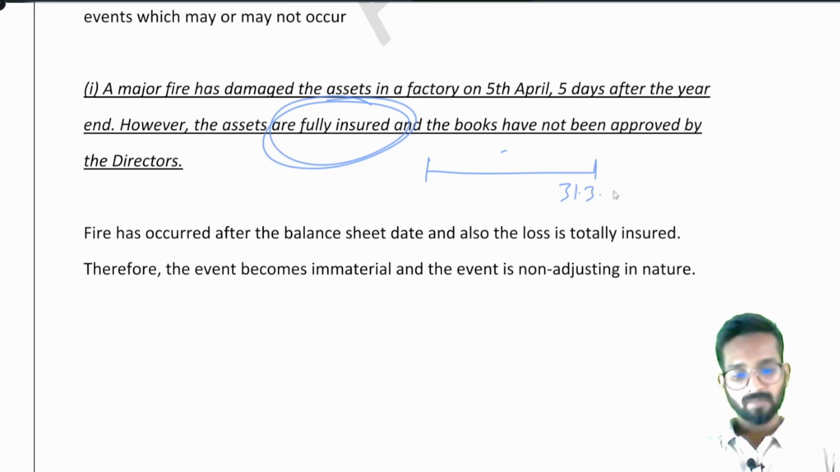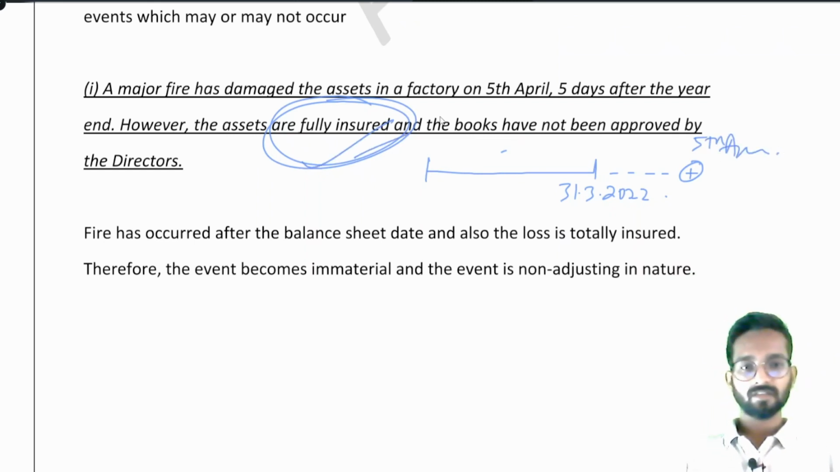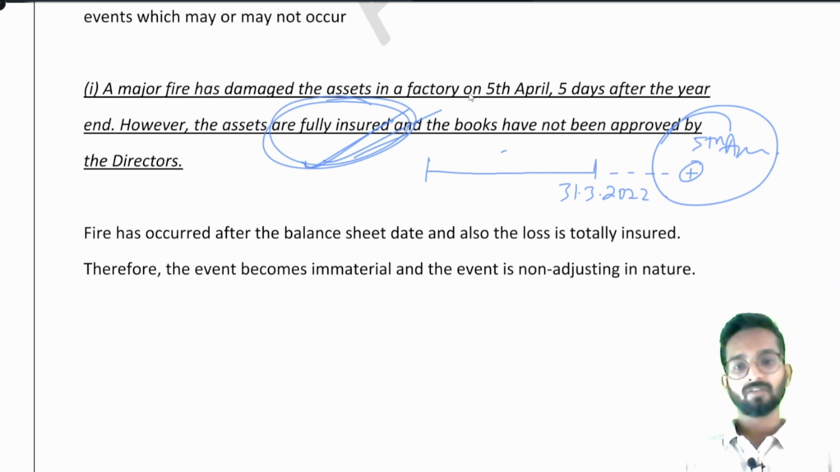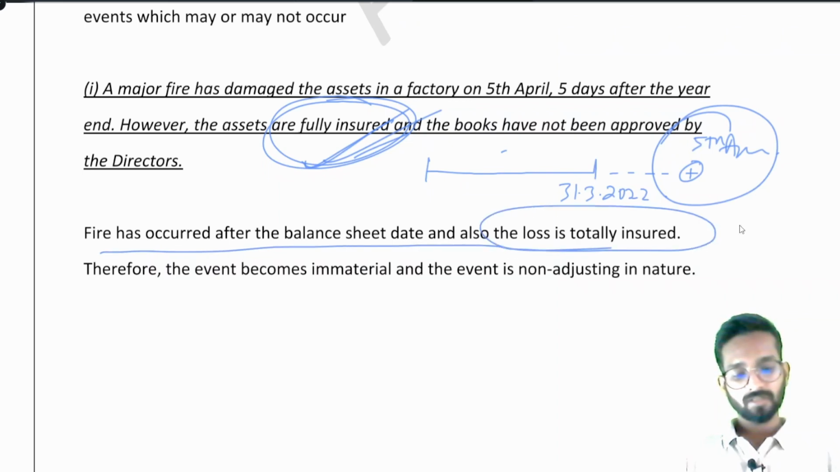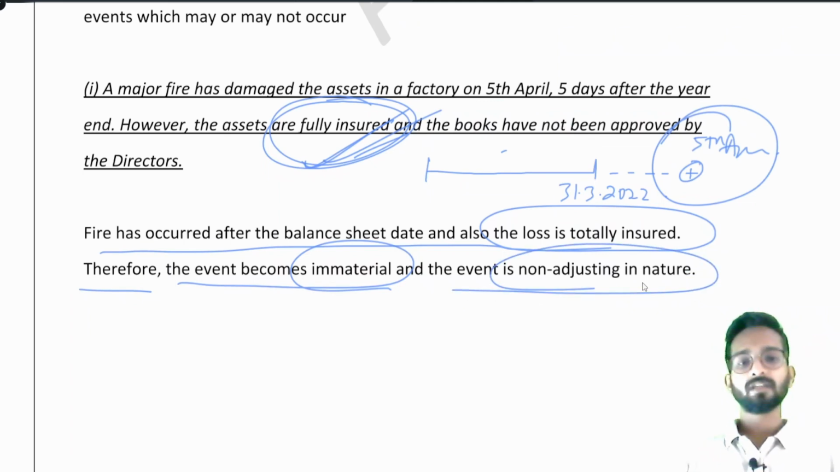31st March is the balance sheet date. Suppose any year, say 2022. On 5th April there has been a fire, but insurance is there. So first, there cannot be any condition, directly event, because it is a fire, and that too everything we have insured. It means it is nothing. Okay, we don't need it. Fire has occurred after the balance sheet date and also the loss is totally insured. Therefore, the event becomes immaterial and the event is non-adjusting in nature.